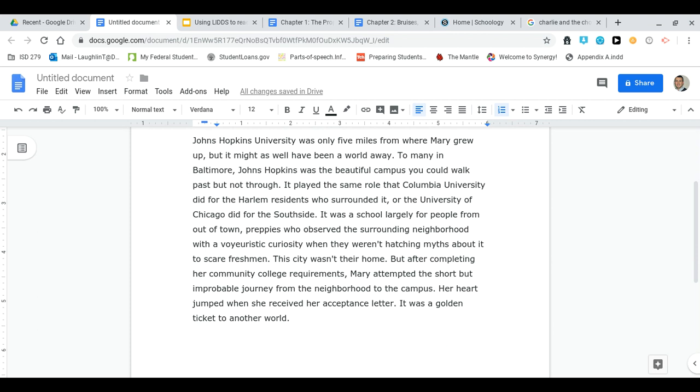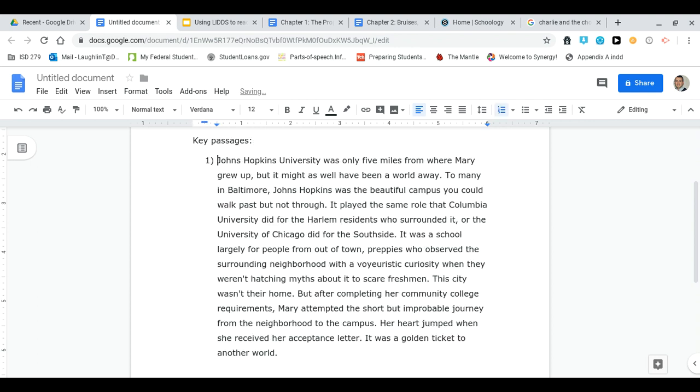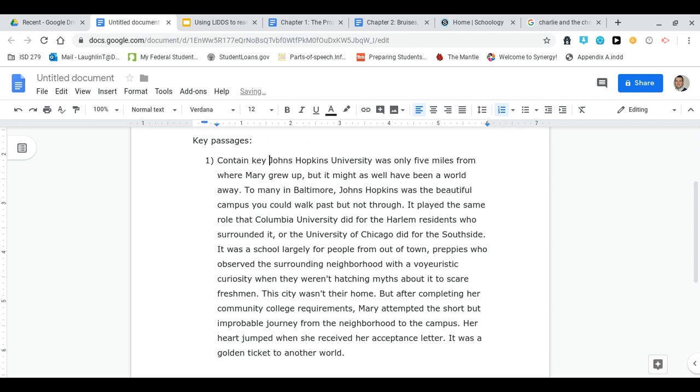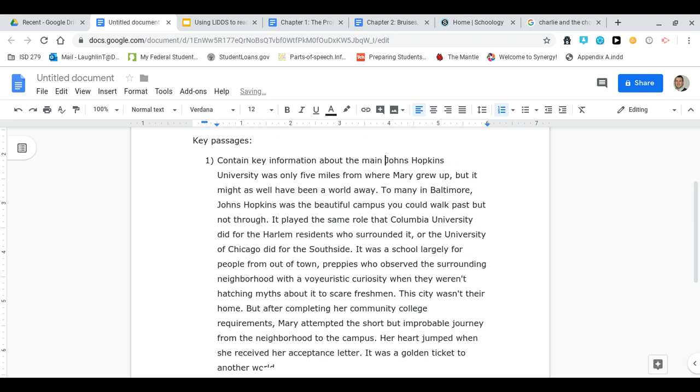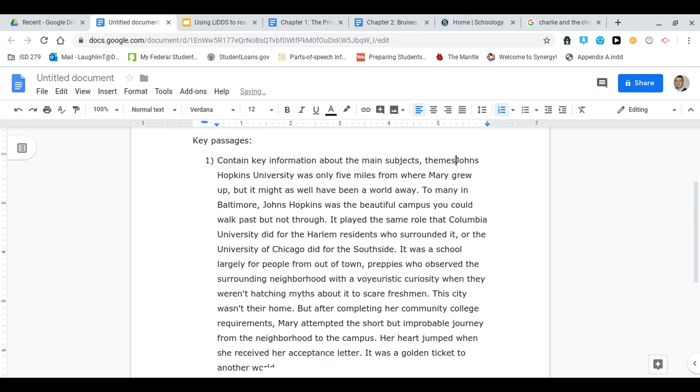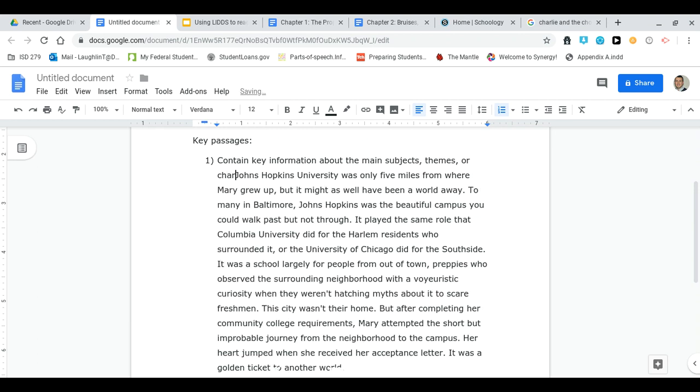I'll stop there and we'll get to the text, because what I'm going to do is what you're doing this week on B-Day. I'm going to ask you to identify key passages as you read. Many of you will ask, well, what is a key passage? I'll write that out right here. Key passages are basically this: they contain key information about the main subjects, themes, or characters in the story.